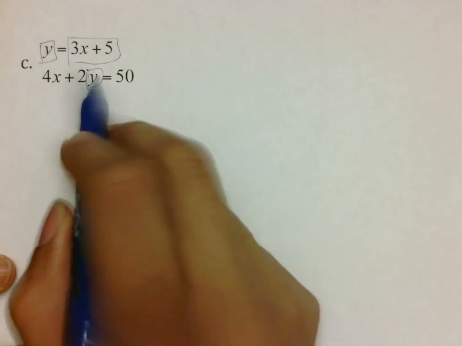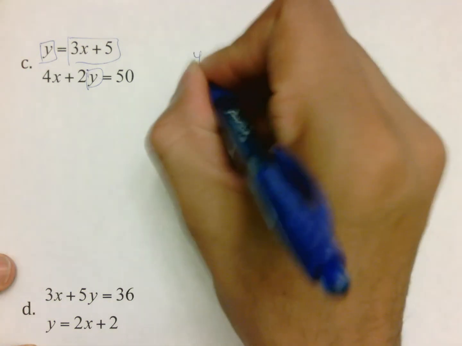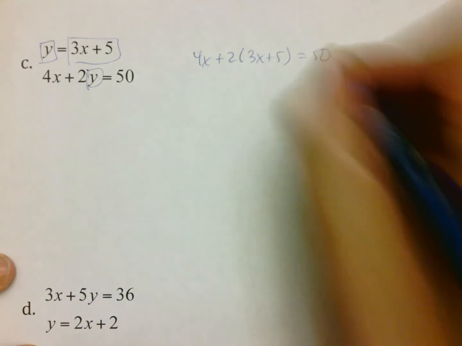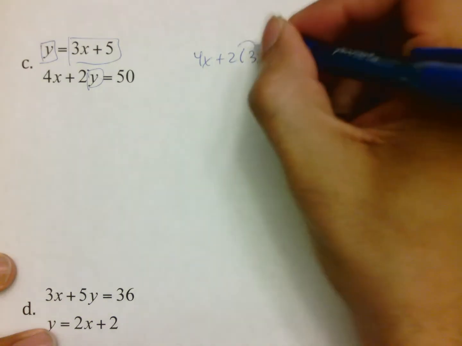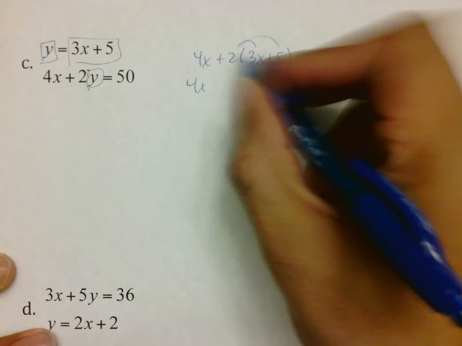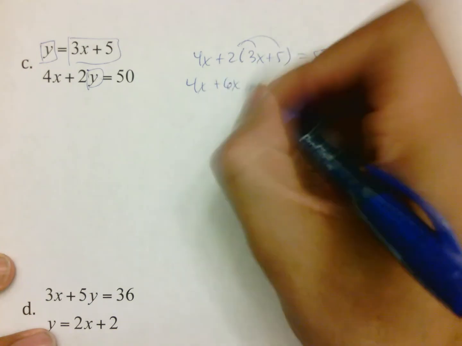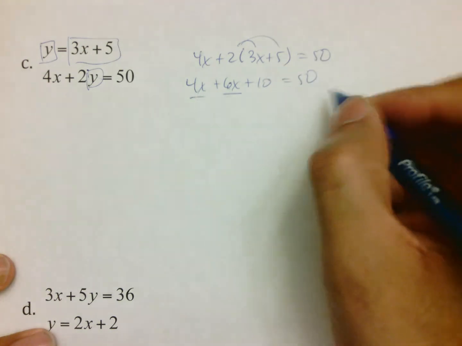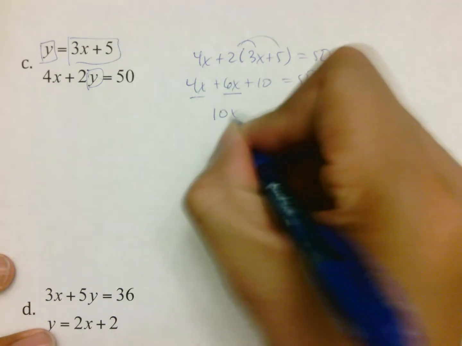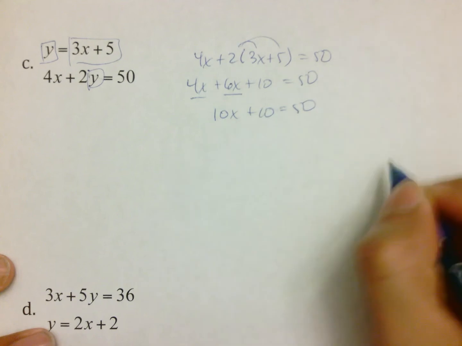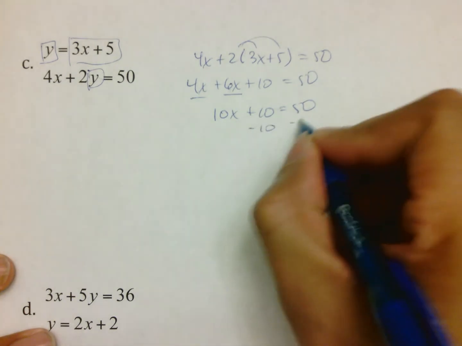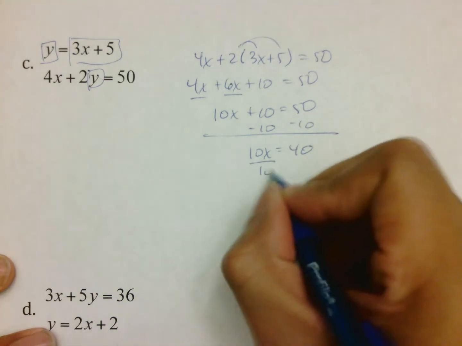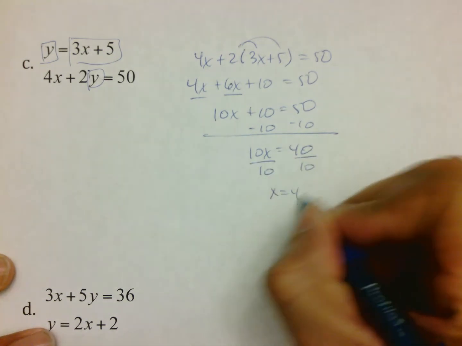In this problem, again, we're substituting for y, not x, so we would write 4x plus 2 parentheses 3x plus 5 equals 50. We then distribute this 2, not the 4. We bring down the 4x, making 6x here and 10 there. We then again put our common terms together. 4x and 6x make 10x plus 10, which then equals 50. Subtract 10. 10x equals 40. Divide by 10. And x is equal to 4.